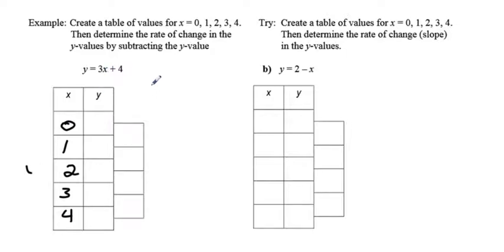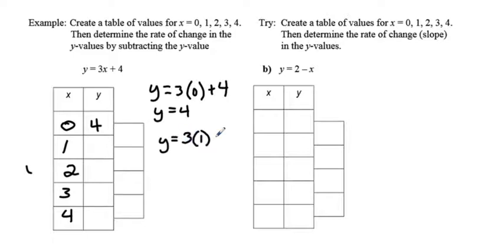So over here we can just do our calculations. You might be able to do them in your head. 3 times 0 plus 4. Well, I know that 3 times 0 plus 4, this is 0, and then we're left with 4. So there's the first one. The second one would be y equals 3 times x, which in this case now is 1, plus 4. So y equals 3 plus 4, y equals 7.